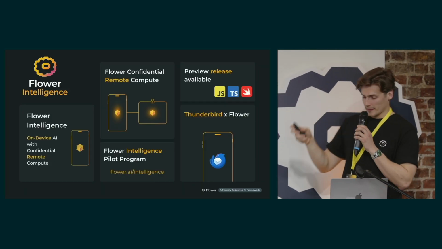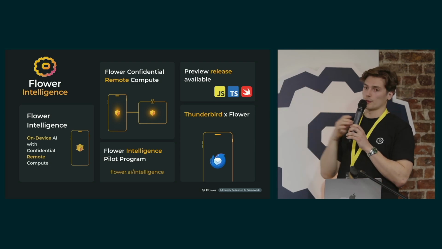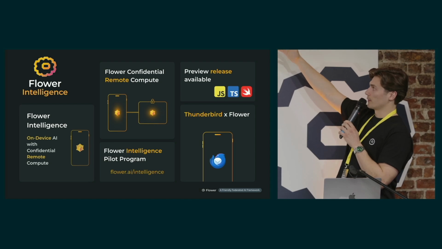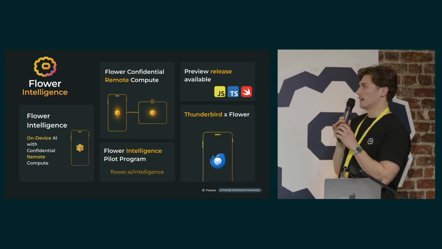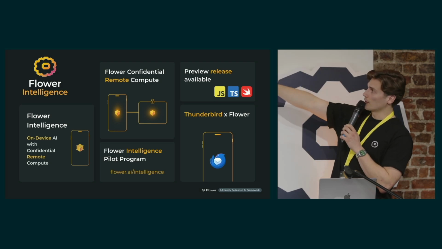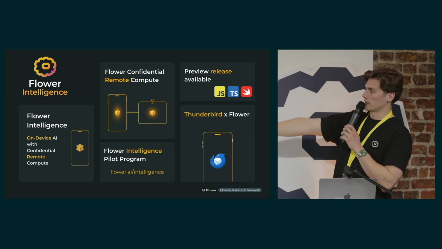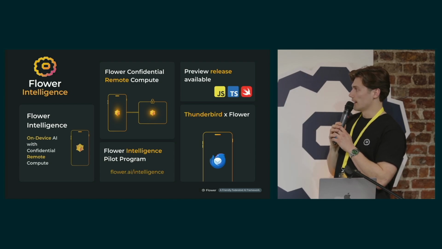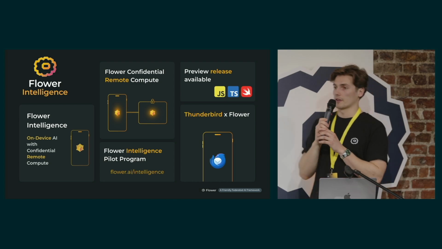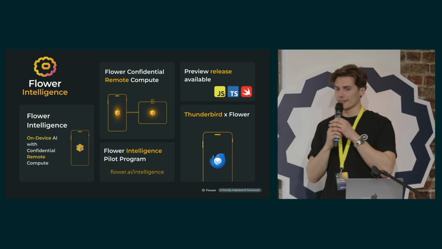So yeah, to recap, Flower Intelligence is an on-device AI framework with confidential remote compute. It's fully open source, and you can actually already check it out on GitHub. I would recommend also going through the docs. The Flower confidential remote compute part is currently in closed beta, but you can sign up to the pilot program to get access to it. And I'm very excited about this partnership with Thunderbird because I think that what they've built is great. So please check it out as well. Thank you.